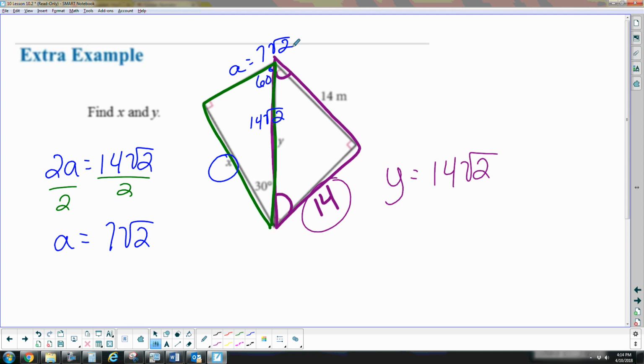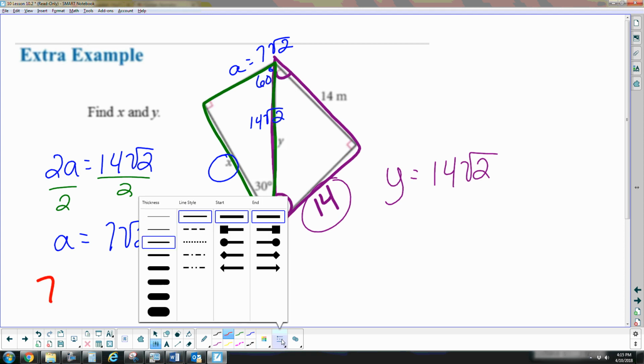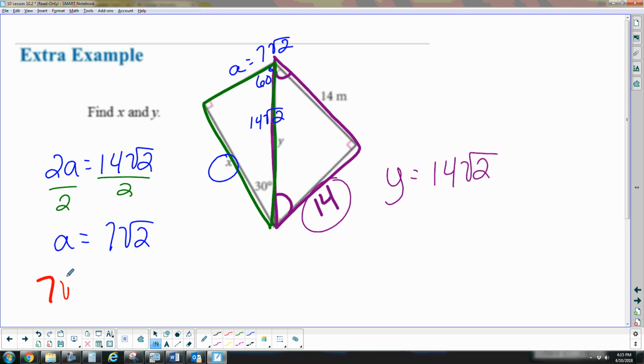So now we know the shorter side length, we know the hypotenuse, but we're really looking for the longer side length. So in relation to A, the longer side length has a length of A times the square root of 3. So in this case, we have 7 times the square root of 2, that's our A, and then our longer side length multiplies that by the square root of 3.